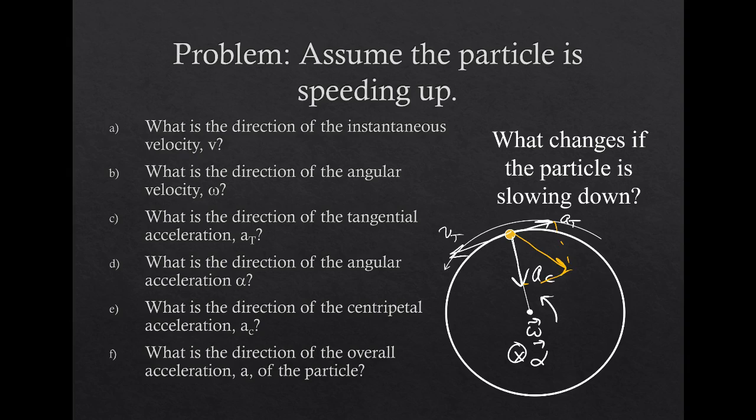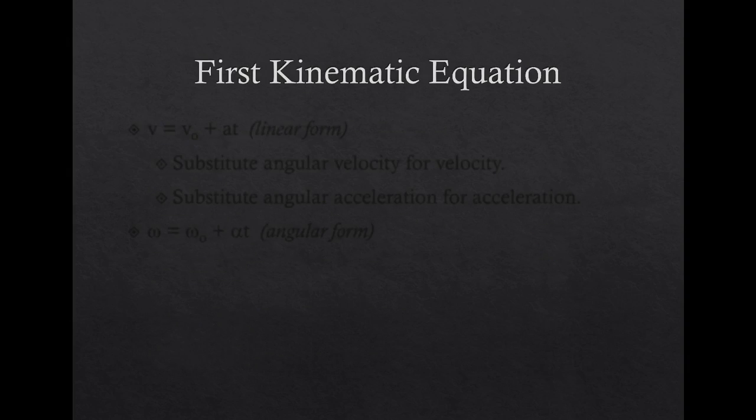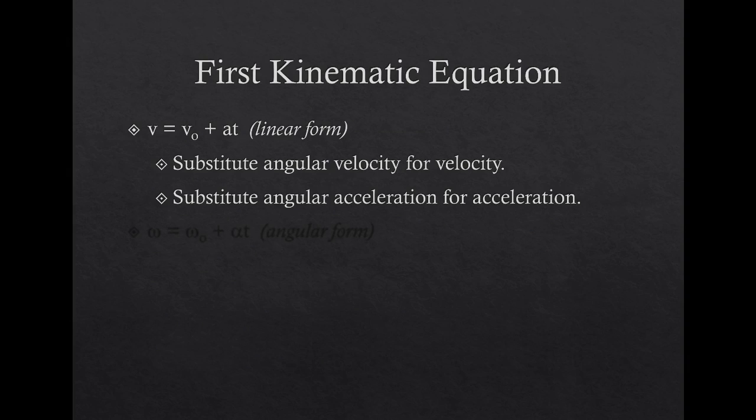Okay, so now let's talk about the equations of motion for rotational kinematics. We started with the equation v equals v initial plus at, and instead of v we'll put an angular velocity, and instead of a we'll put an angular acceleration, and we get omega is equal to omega naught plus alpha t. Now you might remember from a slide ago that v is equal to r omega and a is equal to r alpha.